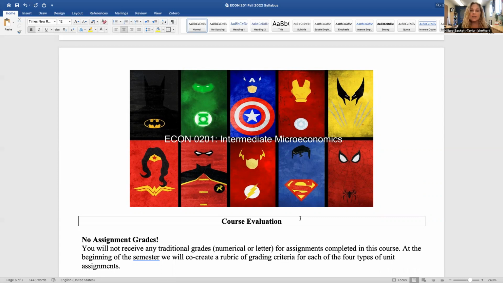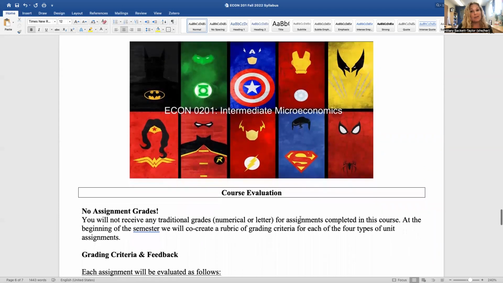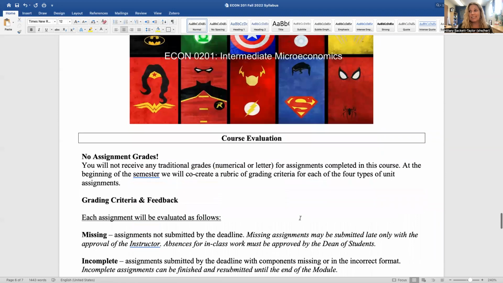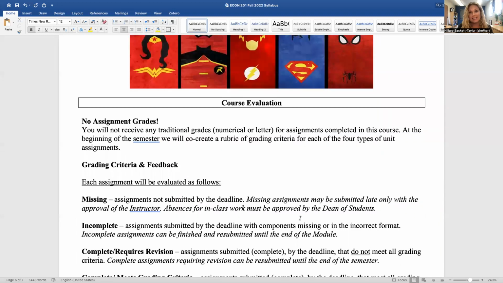We all come into this class with different lived experiences and different amounts of knowledge and skill sets. It would be unfair and unjust for me to compare you to one another and expect each of you to meet the exact same criteria for grading. That's my opinion. So you will not be receiving any traditional grades in this class on any of the assignments. No letter grades, no number grades.